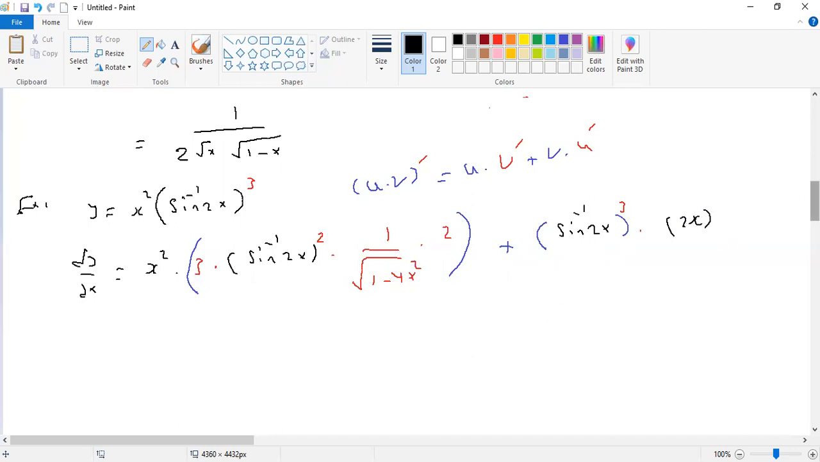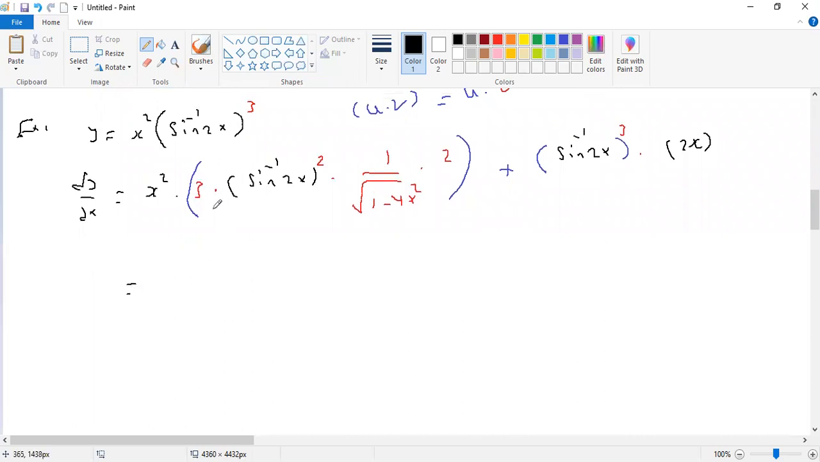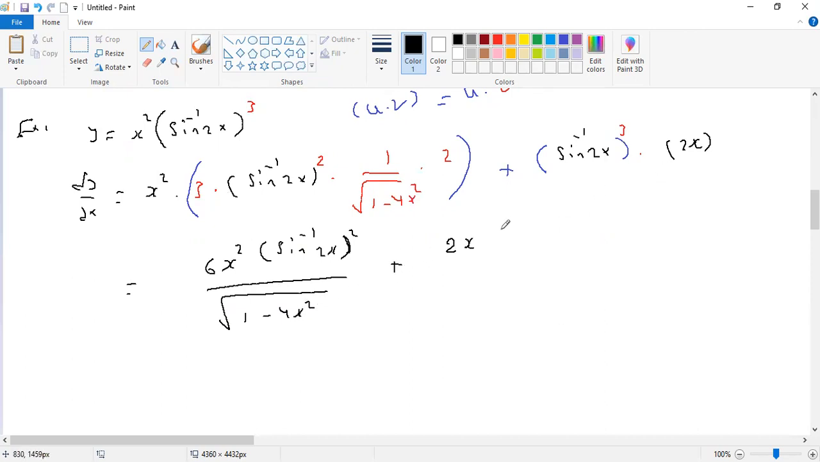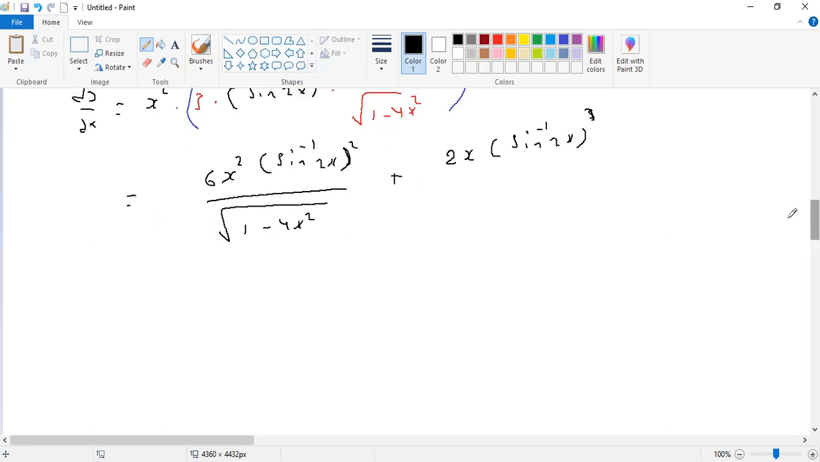Now this one can be simplified. I have 3 times 2, which is 6, so it equals 6x squared sine inverse 2x all to the power 2 over the square root of 1 minus 4x squared, plus this one will be 2x times sine inverse 2x to the power 3. The power 3 can be simplified by taking x and sine inverse separately.